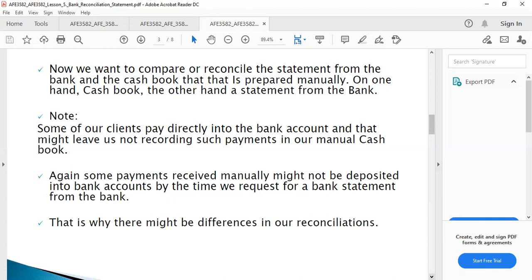you still have the record saying, "Okay, I received a check of $1,000 from Sarah." So it's still appearing in your cash book. But because it was dishonored, you will need to adjust your cash book, you will need to subtract that check that you received.